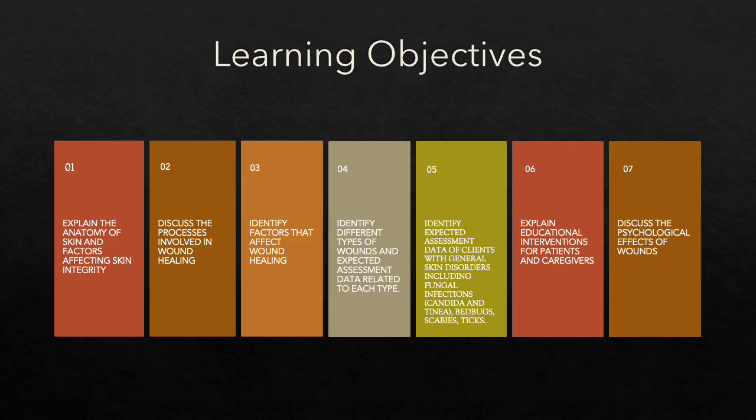So the learning objectives we will be covering today are: 1. Explain the anatomy of skin and factors affecting skin integrity. 2. Discuss the processes involved in wound healing. 3. Identify factors that affect wound healing. 4. Identify different types of wounds and expected assessment data related to each type. 5. Identify and list nursing interventions for patients with skin disorders, including fungal infections. 6. Explain educational interventions for patients and caregivers. And 7. Discuss the psychological effects of wounds.